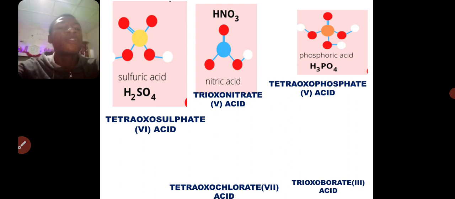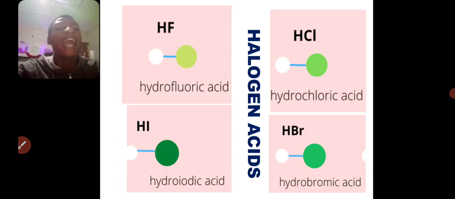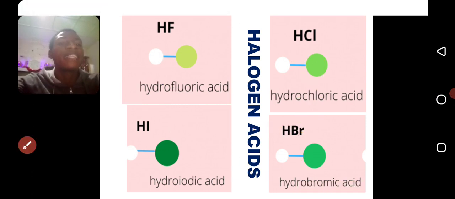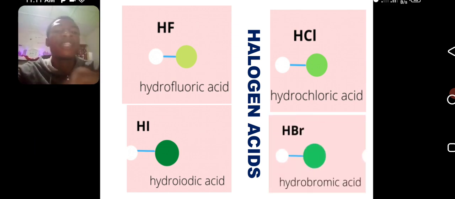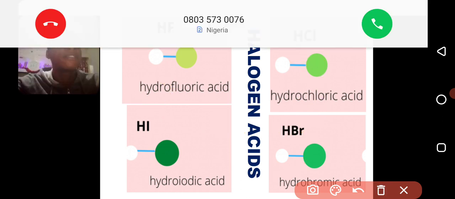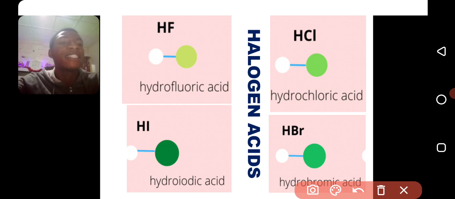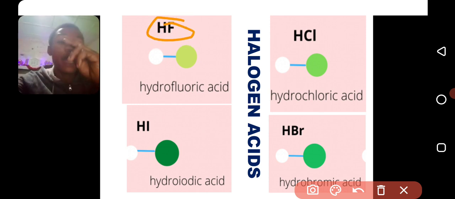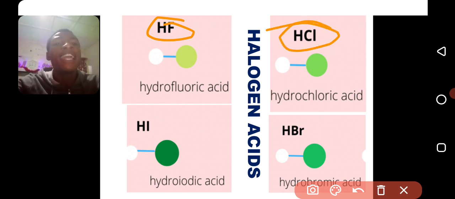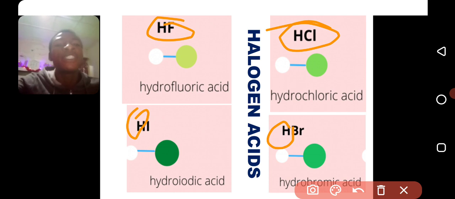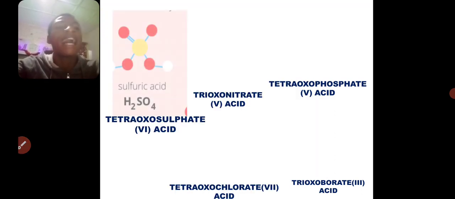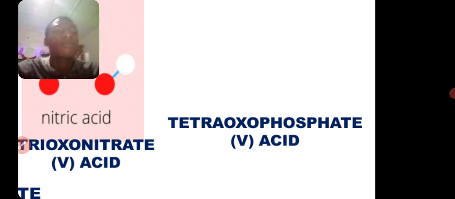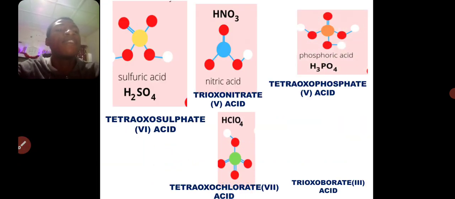Look at the one that we have before, the halogen acids. You see that all of them contain at least one hydrogen atom in them. HF contains hydrogen. HCl contains hydrogen also. HI contains hydrogen. HBr contains hydrogen. So it's almost as if all acids will contain at least one hydrogen in their chemical formula. So that is what led to the definition of acid that we want to talk about.